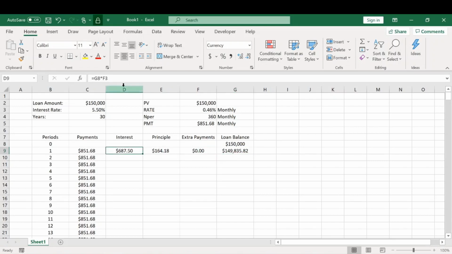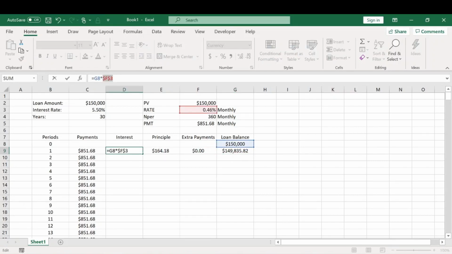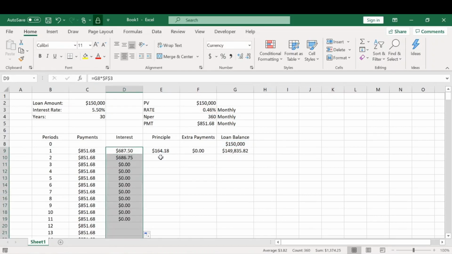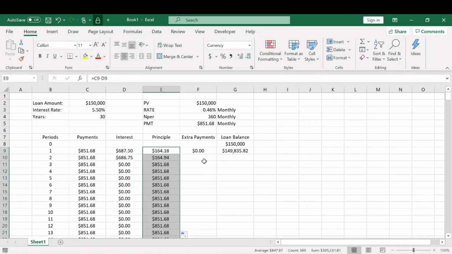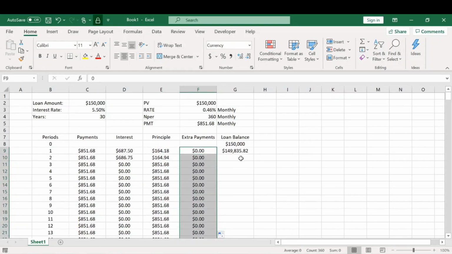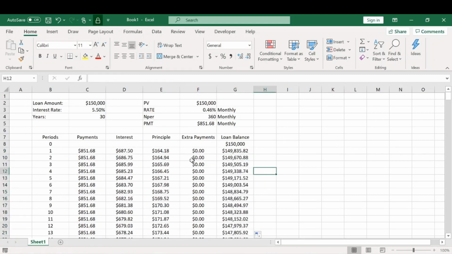If we've done our formulas correctly, we'll need to go ahead and lock this. We can drag them down. We can lock that and drag it down. Our principal, we can drag down as well. Extra payments, we'll just have all of that as zero right now. And then we will drag this formula down all the way.